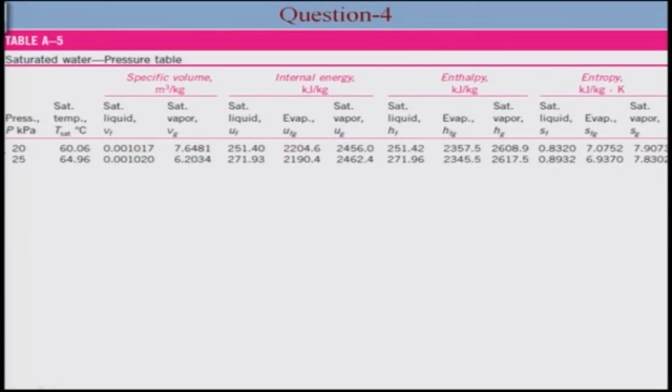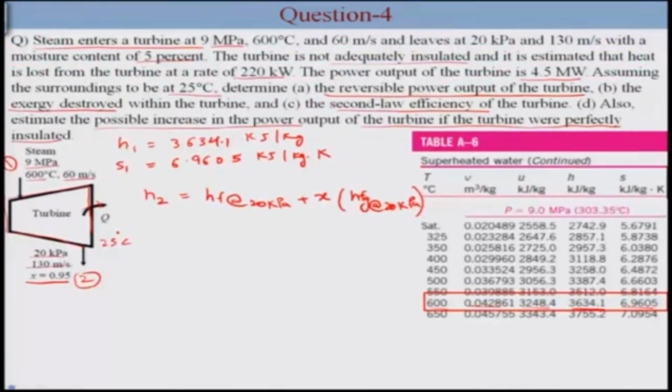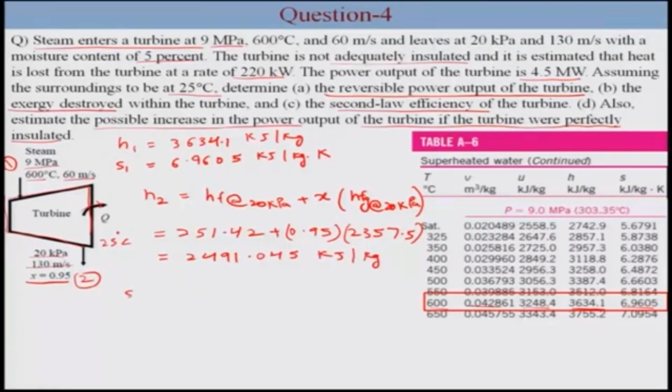So at 20 kilopascal, we can find that hf is 251.42, hfg is 2357.5, and also entropy sf is 0.8320 and sfg is 7.0752. So putting these values to obtain h2, h2 is equal to 251.42 plus 0.95 multiplied by 2357.5, and this gives h2 equal to 2491.045 kilojoule per kg.